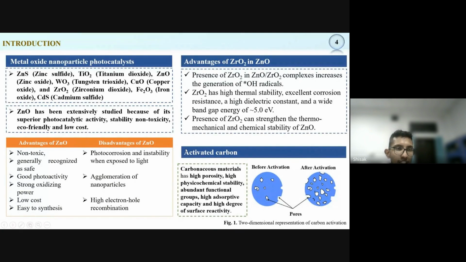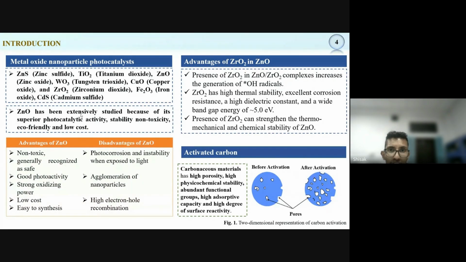There are different kinds of metal oxides that have been used, and these are some of the metal oxides which I would like to show. Zinc oxide, titanium dioxide, and copper oxide are some of the metal oxides, out of which zinc oxide has been used extensively in my present work because of its non-toxic nature, stability, eco-friendliness, and low cost. However, there are some concerns related to the use of zinc oxide because of photocorrosion and instability when it is exposed to light.